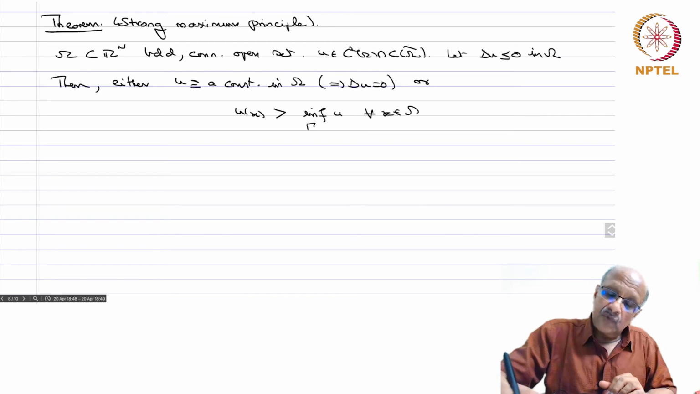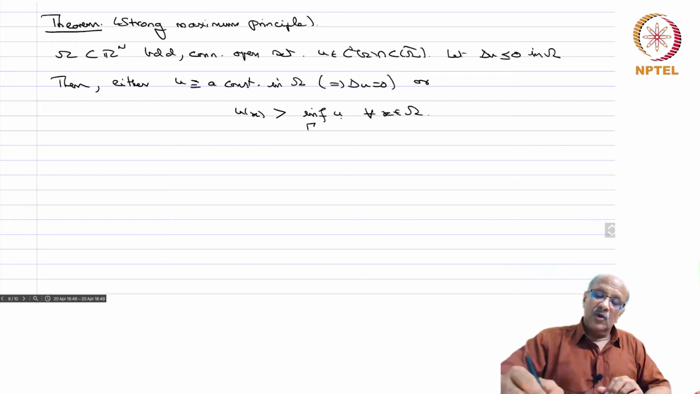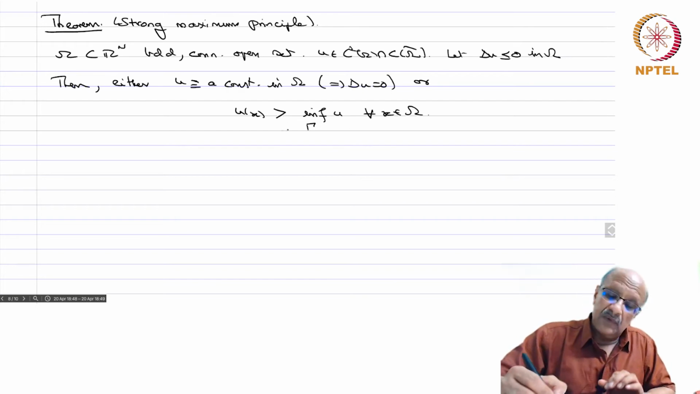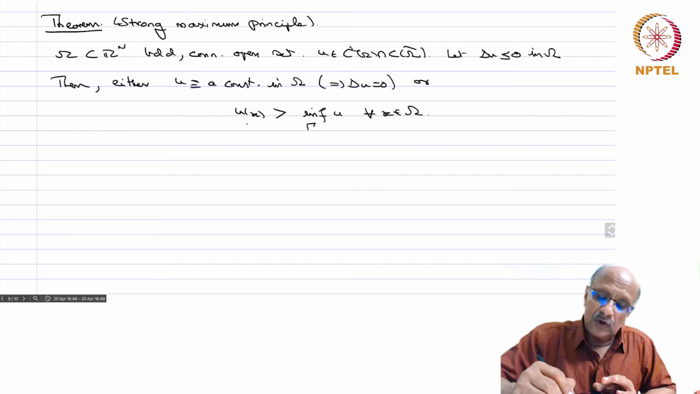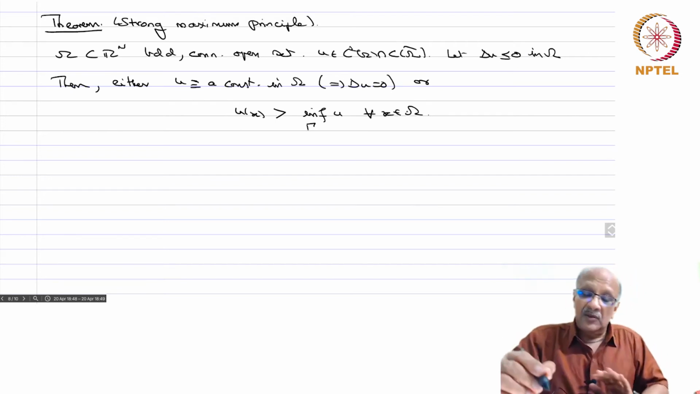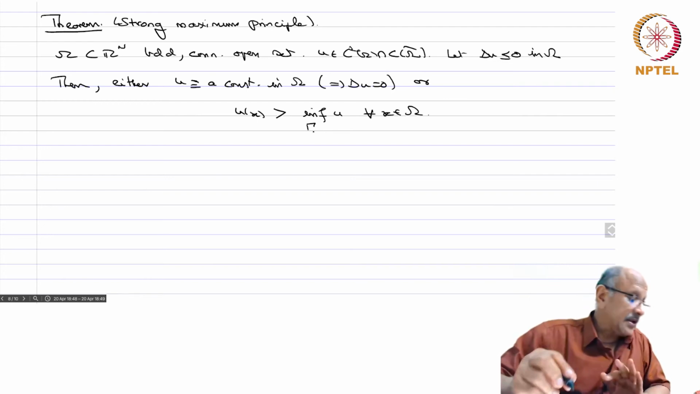So, previously in the weak maximum principle, we saw that u(x) is greater than or equal to the infimum, because if Laplacian u equals f, Laplacian u is less than or equal to 0, so minus Laplacian u is greater or equal to 0. So, if f is greater or equal to 0, we saw that u(x) is greater or equal to the infimum of u in omega. Now, we say that if it is a connected open set, then either you will have that, or the infimum is attained only on the boundary; it cannot be attained in the interior of the domain for a connected open set.